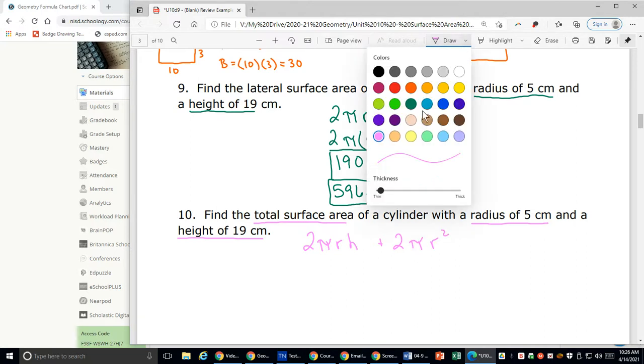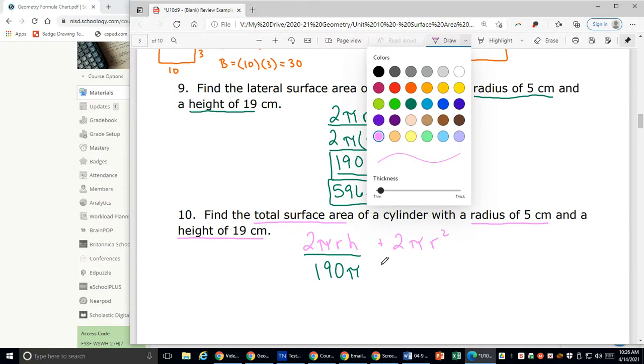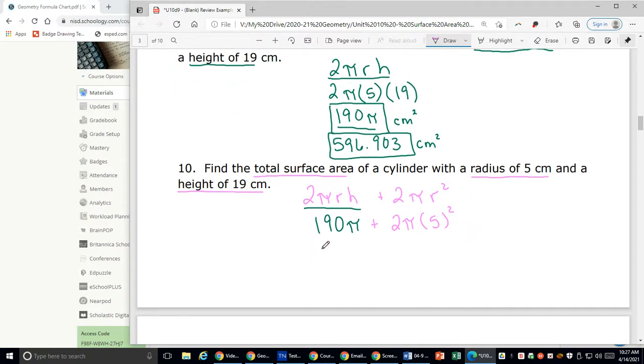Now, what's kind of neat is since I've already done the lateral area of this one, I've done 2 pi RH. I already know that is 190 pi. I don't have to do that again. That would seem silly. So then to that, I'm going to add 2 bases, 2 pi R squared. My radius is 5. So I'm going to have my 190 pi plus 2 times 5 squared. 5 squared is 25 times 2 is 50 pi.